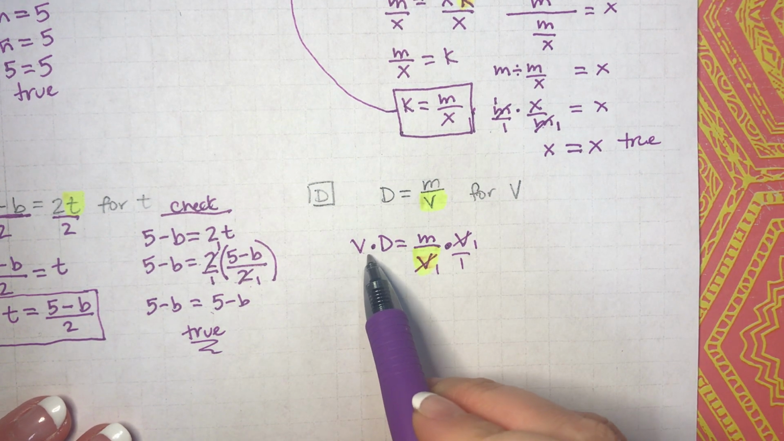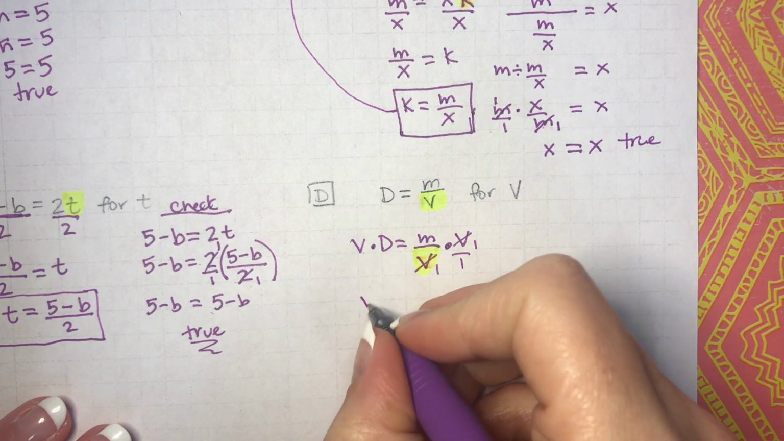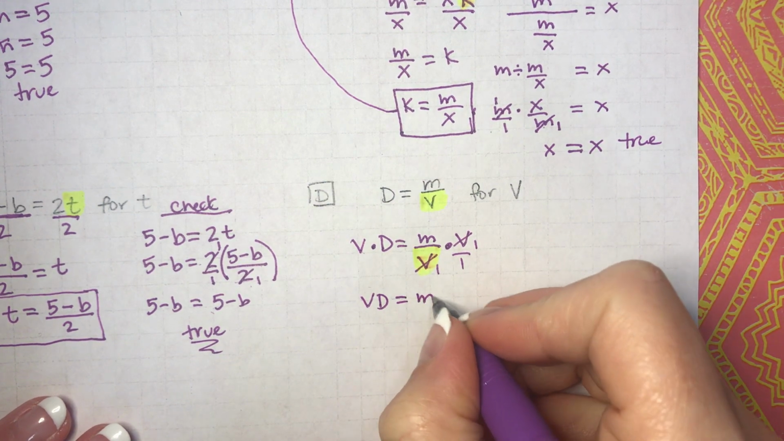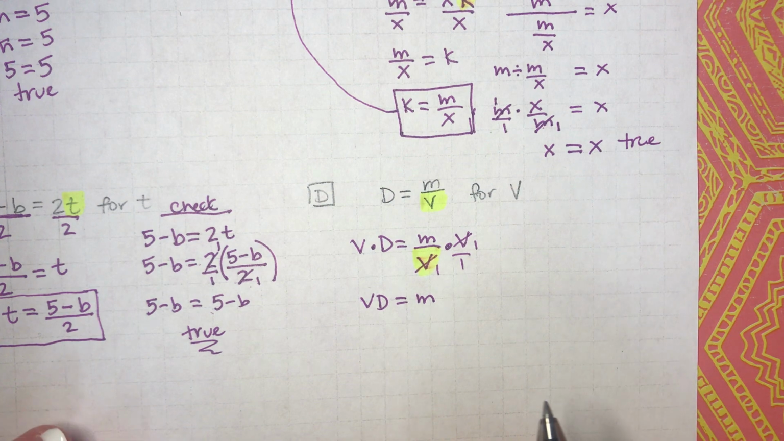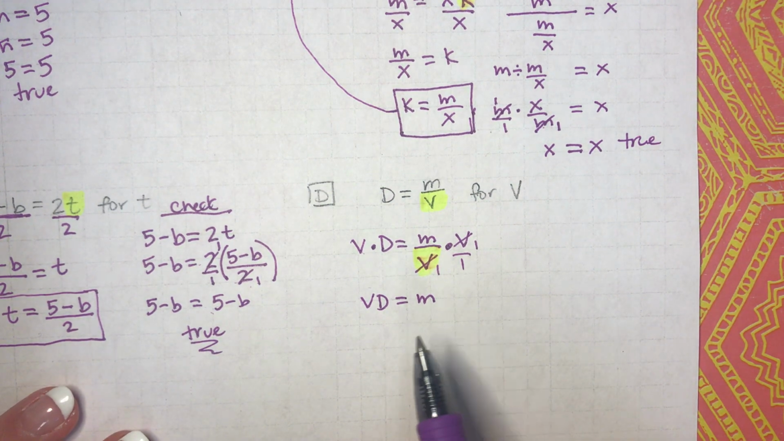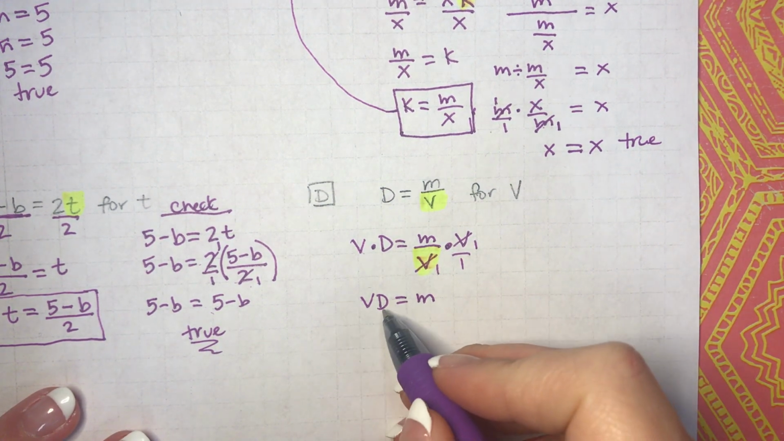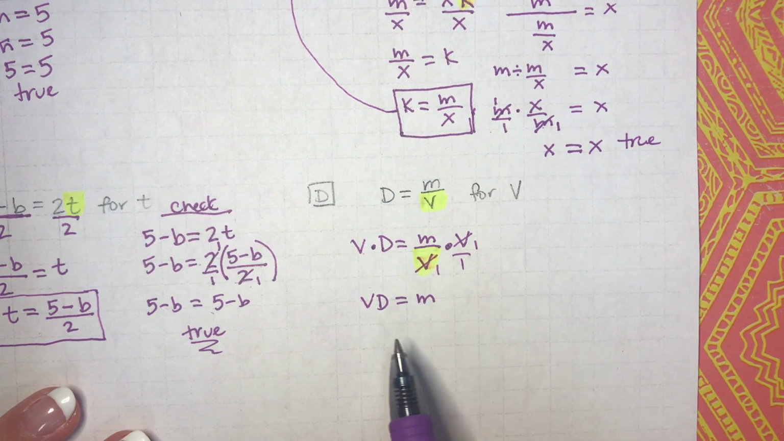V is now on the top exactly where we want it. So that little trick worked. This is just m times 1 is m. And now we're trying to get v by itself, so we got to get rid of this d. Well, how is the d related to v?